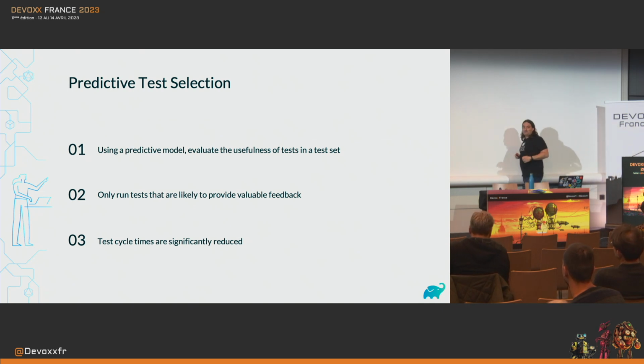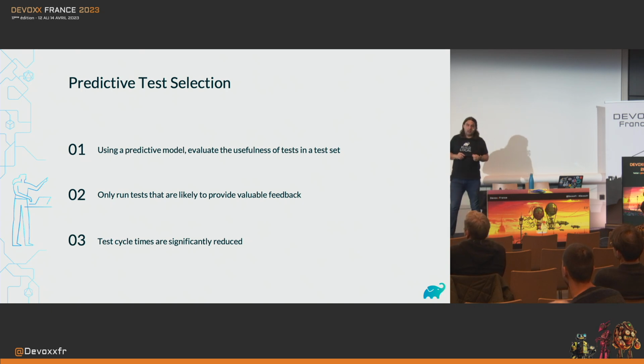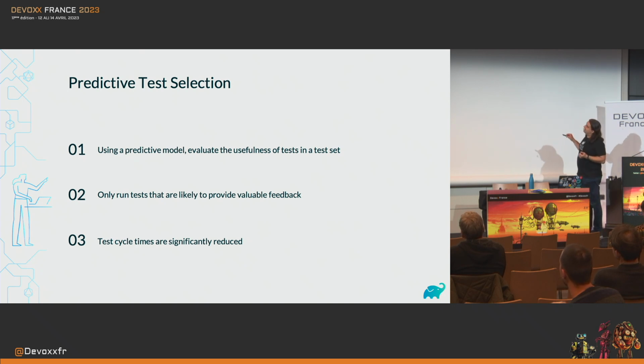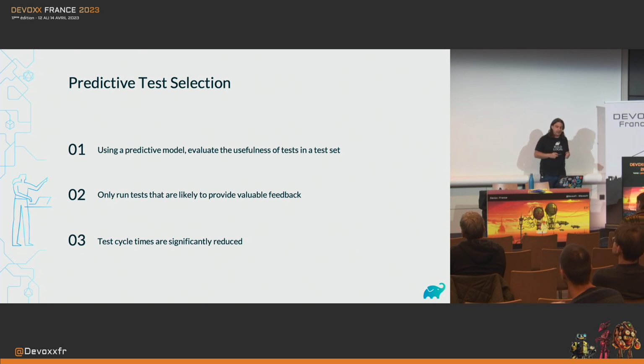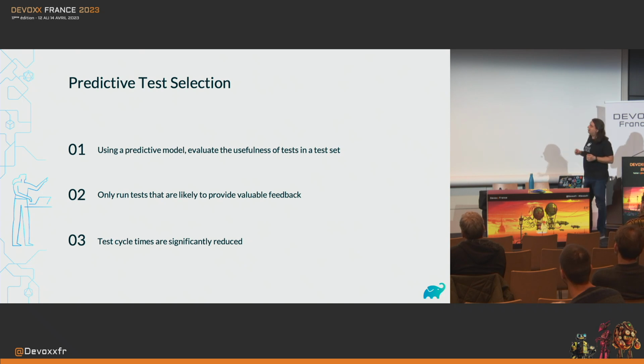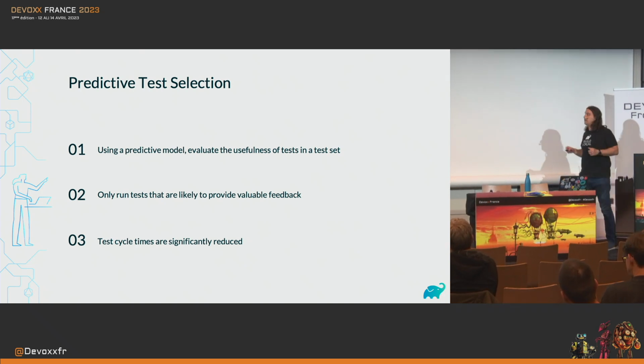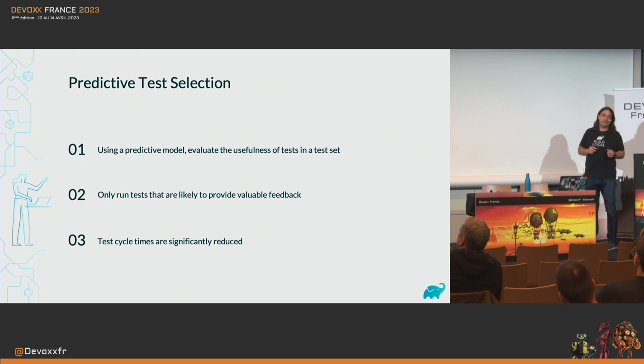We use a predictive model. In the case of the Facebook implementation, a learning model based on XGBoost, which is a gradient-boosted decision tree method of machine learning that's not deep learning, so it doesn't require a GPU or anything like that. It works on just a normal processor. We want to evaluate the usefulness of tests in a certain test set, and then we really only want to run tests that have a likelihood of providing valuable feedback. So if a test is just going to succeed, then don't bother running it. When we can do this, test cycle times can be significantly reduced.